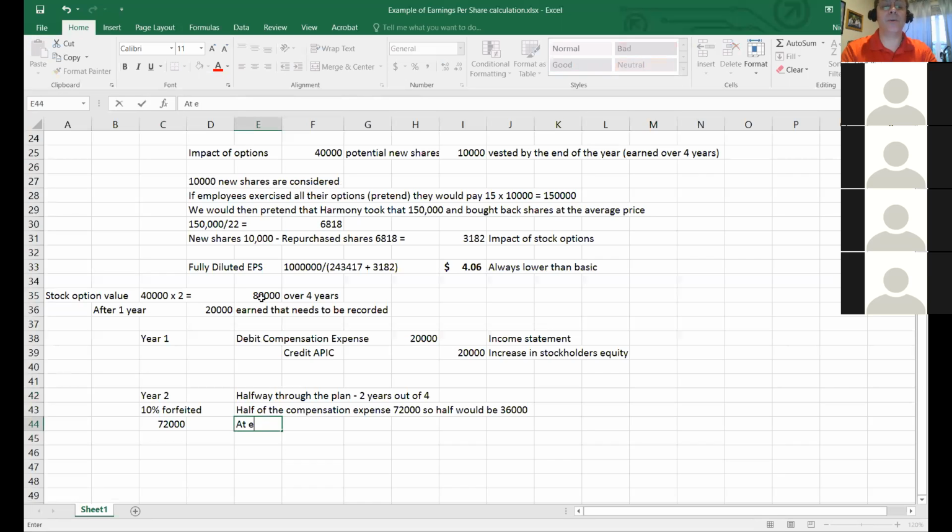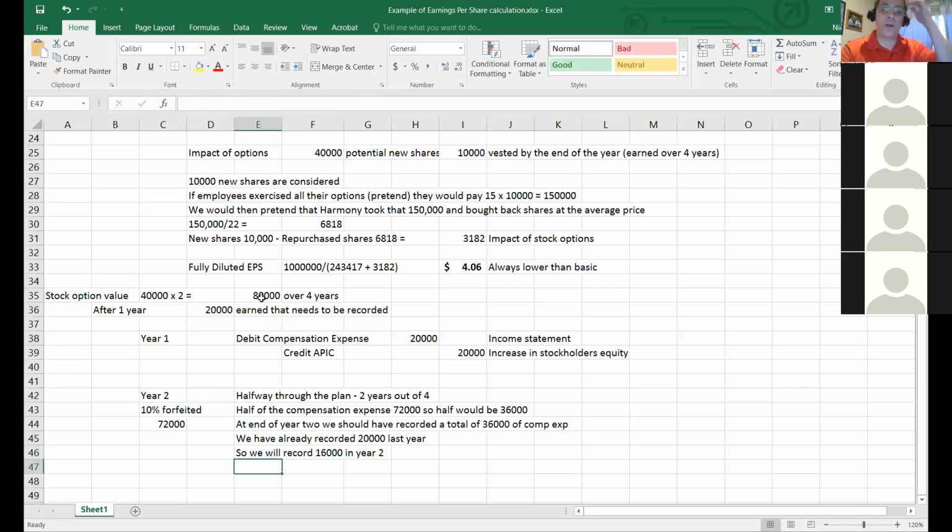The point being that at the end of year 2, we should have recorded a total of $36,000 of compensation expense. We have already recorded $20,000 last year. So we will record 16,000 in year 2.